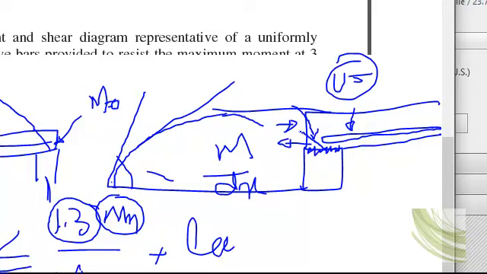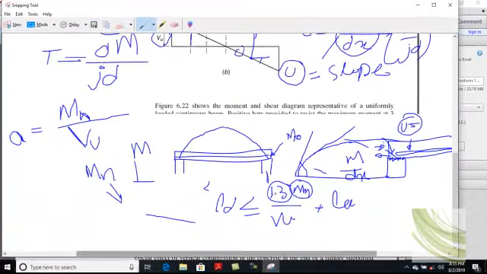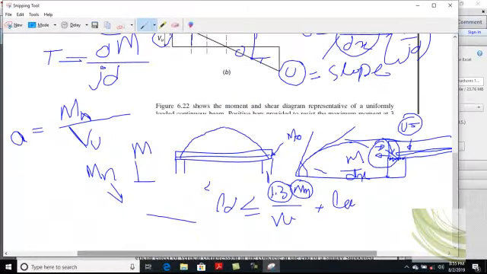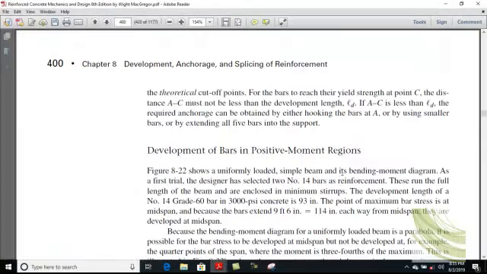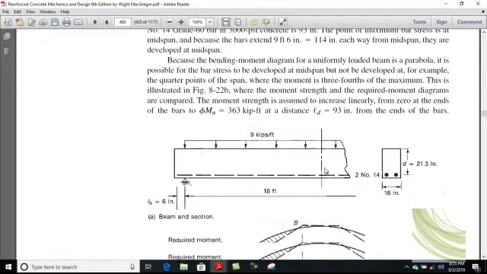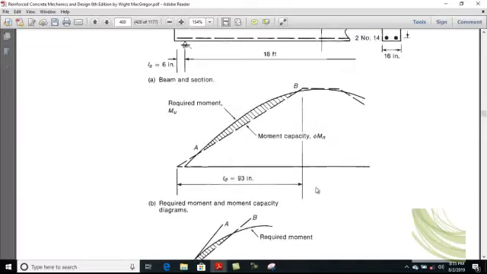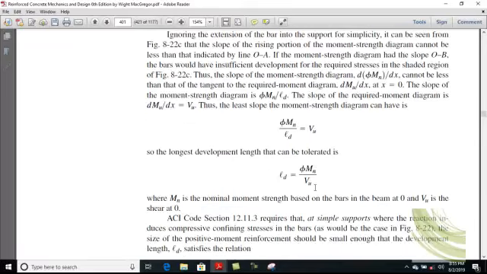For smaller size of bars, this effect will be less, and for larger size of bars, this effect will be more. Okay, so we will check this formula at the supports of simply supported beams. And this problem is also, if you are interested to see this problem basically.